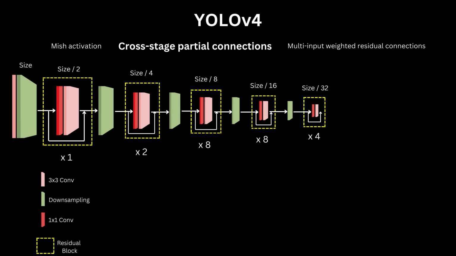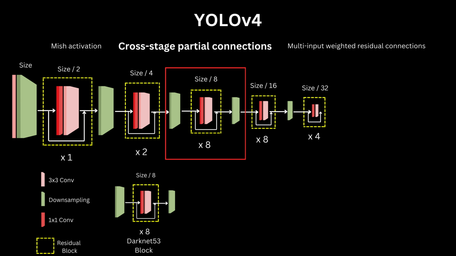This was our Darknet53 backbone that we had looked at in the last video. And let's just see how this entire block will be modified as a result of moving from Darknet53 to CSPDarknet. This same modification will exist for all other blocks. Earlier, the input of this 8 residual blocks was the output of a downsampling layer, and the output of these blocks was again passed to another downsampling layer.